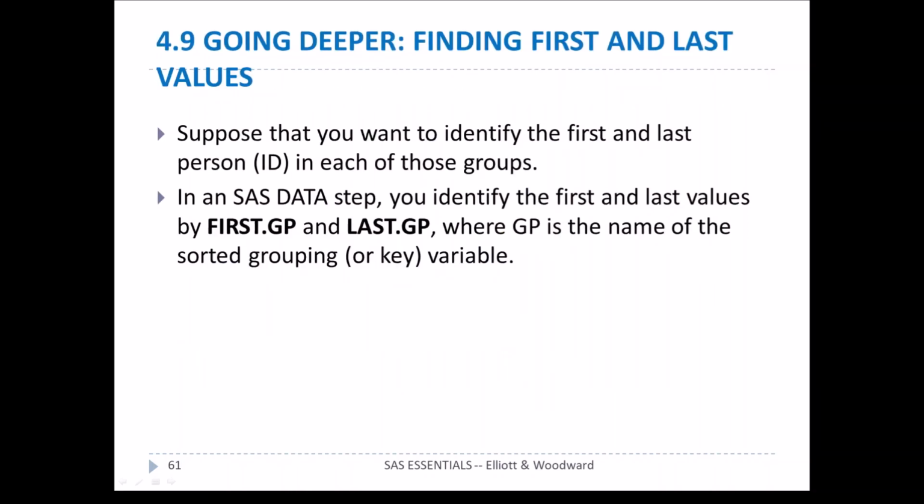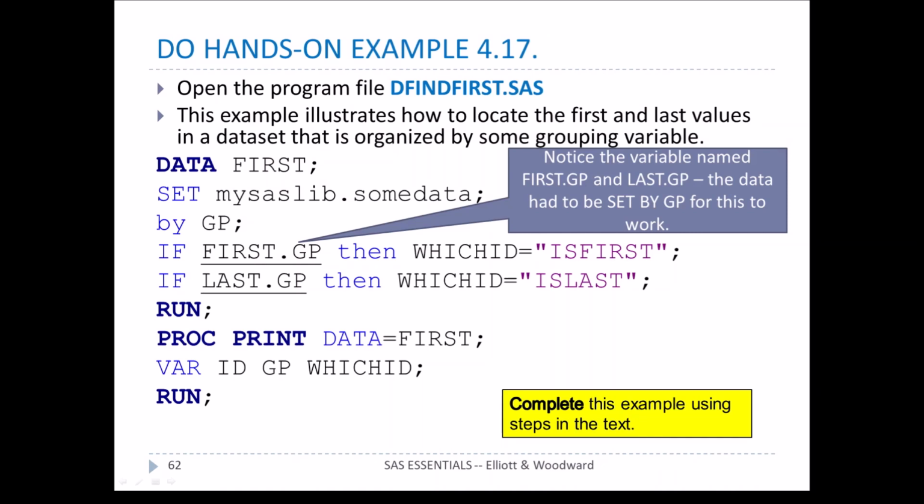Okay, let's look at this new example called finding the first and last values in a data set. In this example, we're going to find the first and last values of a variable called GP group, and we're going to call them first.group and last.group. That's going to be the name of the variables, or the way that we're going to identify the first and the last within the variable called group. So here's how we do that. Open up the data set called defindFirst.SAS, and here's the code. So we're creating a data set called first from the data set called SumData.